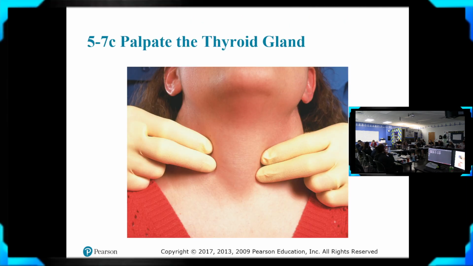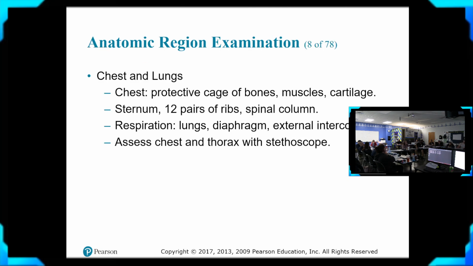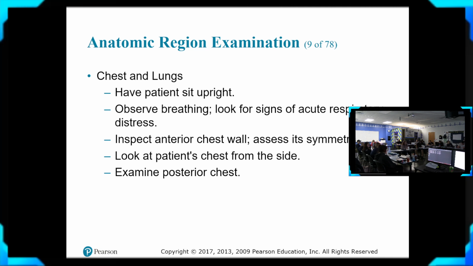You can check the carotid. You can check the thyroid, lymph nodes, chest and lungs. You have 12 pairs of ribs in case you didn't learn that in A&P. Respiration happens because of the lungs, diaphragm, and intercostal muscles. That's on page something. That's how your lungs lie within your rib cage. The diaphragm underneath here, obviously, and then you have your other organs below it.